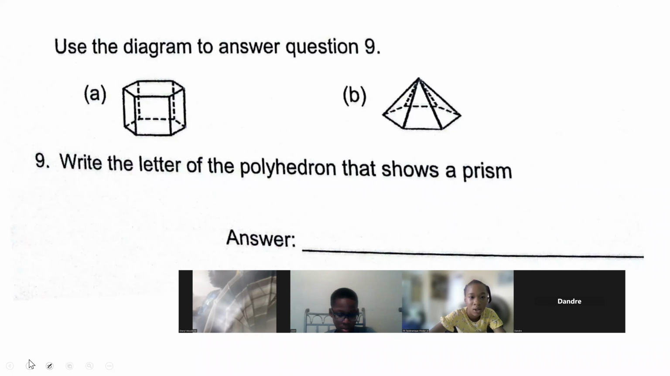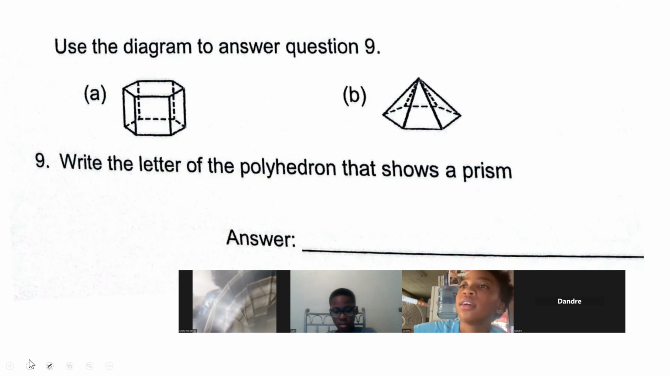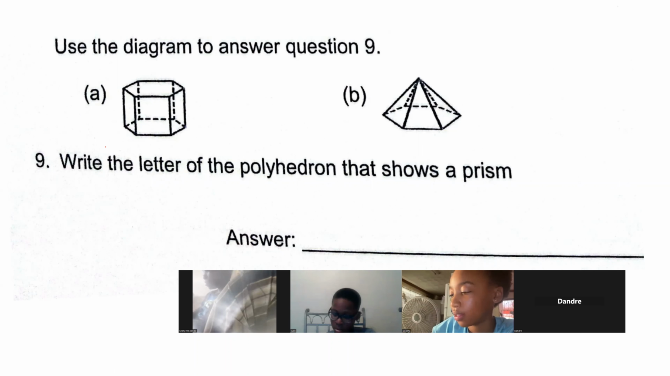Which one shows a prism? Is it A or B? Anyone can answer. B. I think it's B. Why do you think it's B? Because a prism is shaped like a triangle, and B looks like a triangle, like a pyramid.